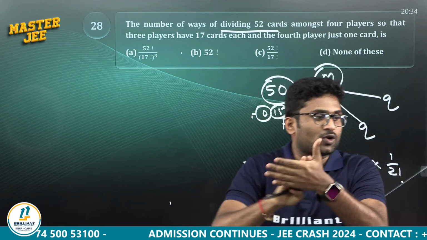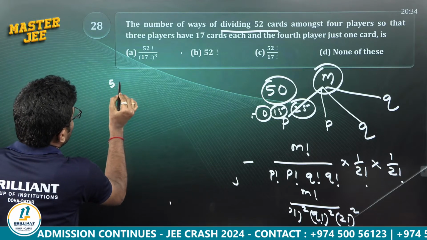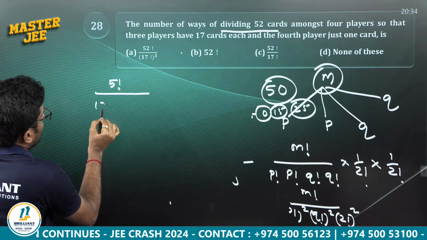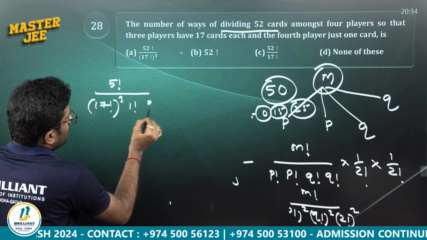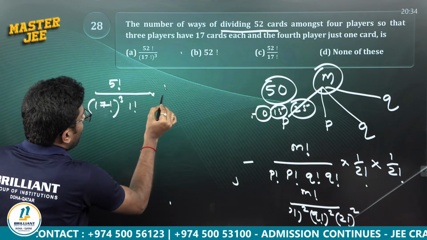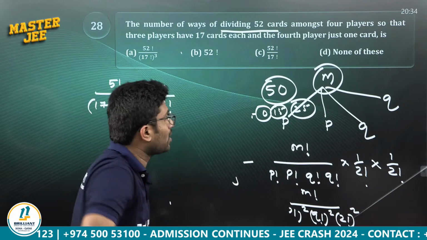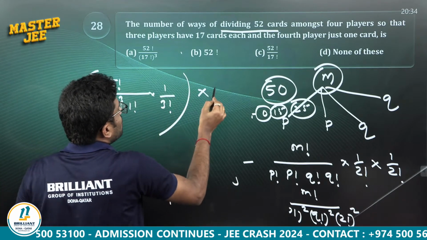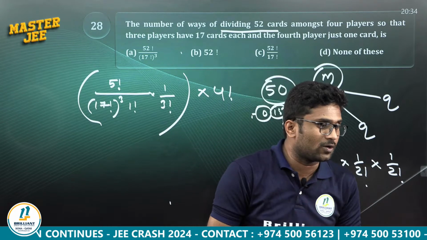Very good Ruben, super answer, that's the best answer. The answer will be 52 factorial divided by 17 factorial whole cube into 1 factorial, and we'll divide it by 3 factorial. Till now we are only dividing. Now for distribution we multiply with 4 factorial.